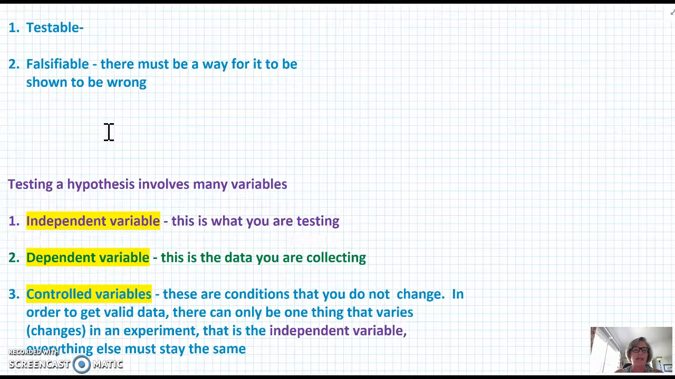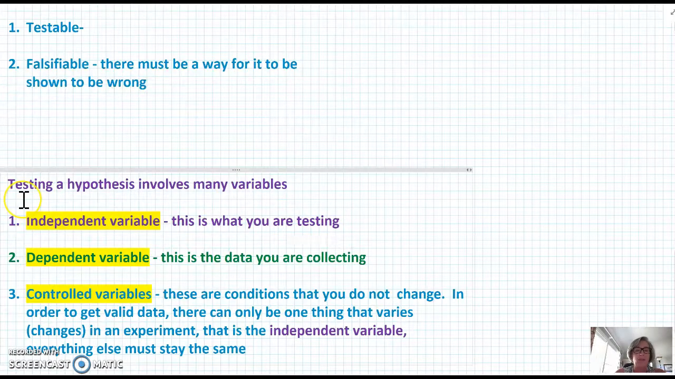Let's say I was running a test and I wanted to know, does more hours of sunlight or UV light make a plant grow taller? In that case, my independent variable would be the number of hours of light that the plant was getting exposed to. The dependent variable would be how tall is the plant.